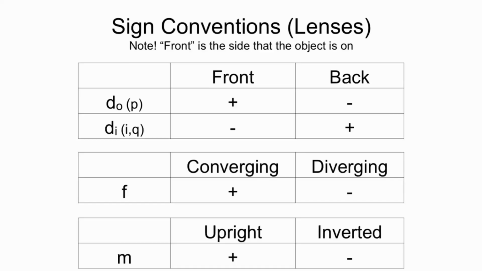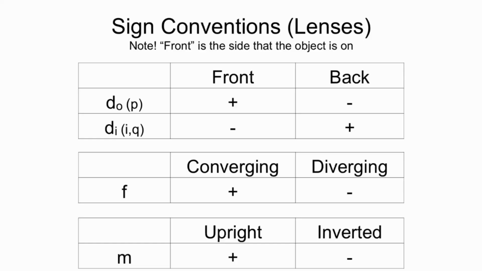So notice there's some changes here, and I've been warning you about this, that the sign conventions go weird when it comes to lenses. In mirrors, it was pretty straightforward, right? If it's on the front side, it's positive. If it's on the back side, it's negative. Doesn't matter what's going on. The front side of a lens is always the side that the object is on, by definition.